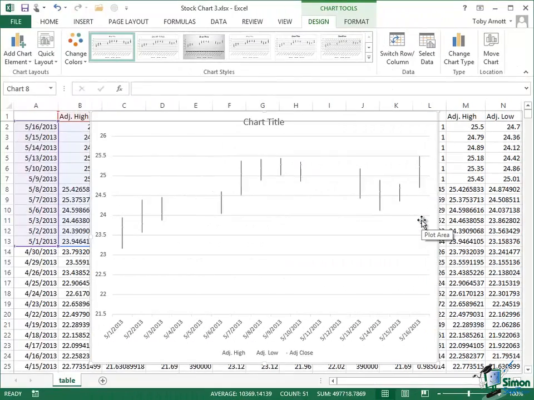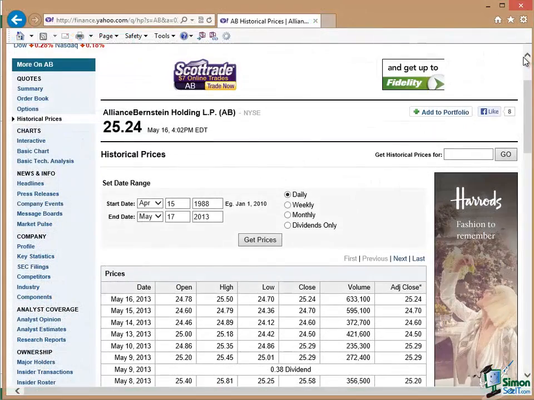One of the other options available with high-low close is, instead of plotting by day, you can plot by longer periods, for example by week or by month. So just back at the source data here, let's suppose that I wanted to do a high-low close chart, but I wanted to do it on monthly data.